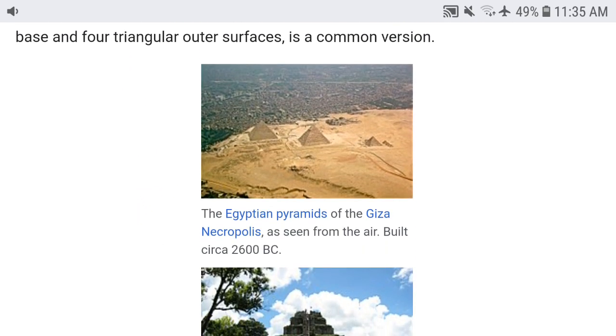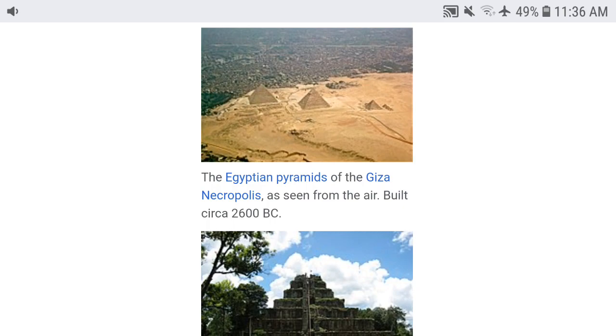So this is the Egyptian pyramids of the Giza necropolis as seen from the air, built circa 2600 BC. Oh, this one's actually newer than Stonehenge then. If you guys remember Stonehenge that we discussed about 4 or 5 days ago, it was built around 3000 BC, right? So that's older than these Egyptian pyramids, basically. That's also quite interesting, right?